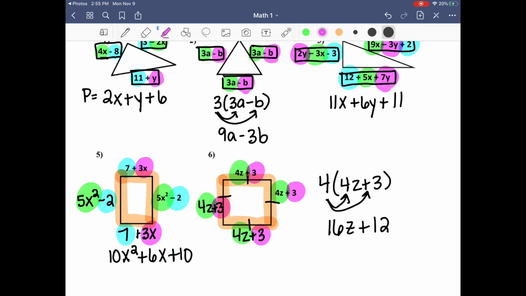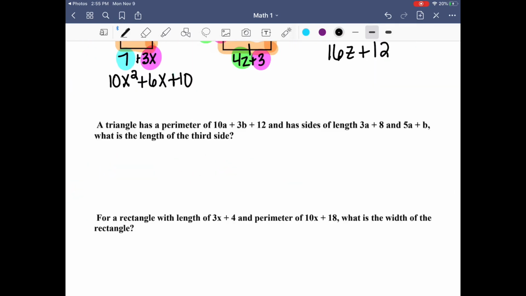So just don't forget, if they give you 2 sides and it's a rectangle, you're going to have to add in the rest of the sides to this problem. One of the most common problems that they like to give you on your EOC is problems that require you to work backwards.